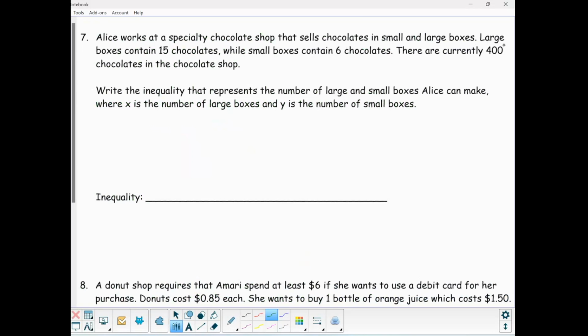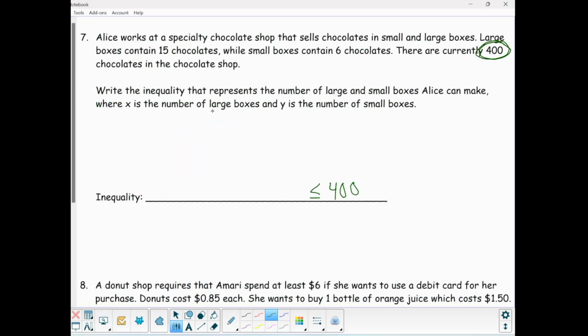So there's 400 chocolates in the shop. So no matter what, we know that she can use 400 chocolates or less, because she can't have more than 400 chocolates. So whatever I get on the other side, however many boxes I'm making, has to be less than or equal to 400 chocolates. I can use exactly 400 or less than 400, but nothing more than 400.